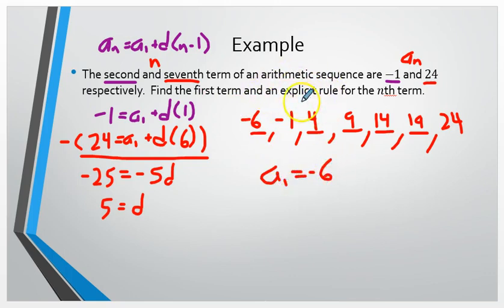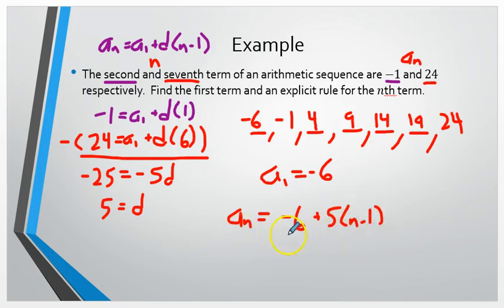But we also need to find the explicit rule. They could have asked me for like the 50th term, and I don't want to sit there and keep adding 5 over and over and over again. So for writing the explicit rule, remember that we use this original formula, but we only plug in a sub 1 and d. So what I'm going to do is go back to the original formula and write that a sub n equals, we just found that a sub 1 is negative 6, plus, we know d is 5, and then this is n minus 1.